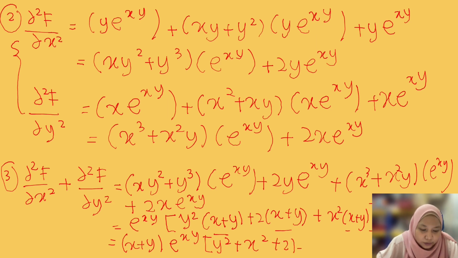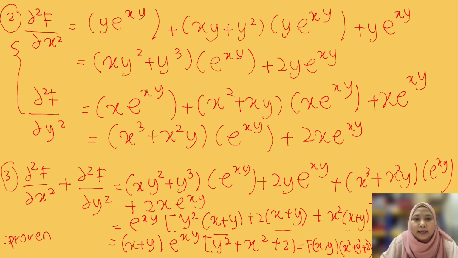So this one is also equal to f times (x squared plus y squared plus 2). So you get the exact same equation as the one given in the question. And then don't forget to write something like 'proven' to show that you have proved and verified it.